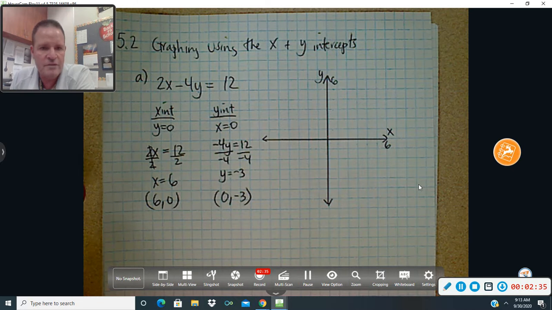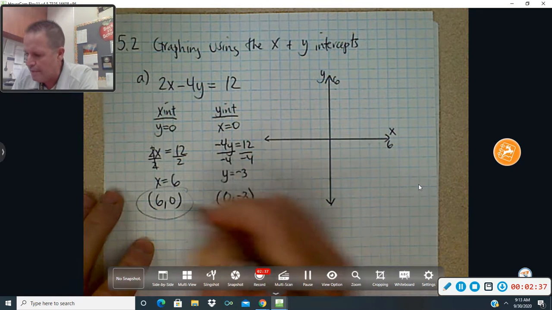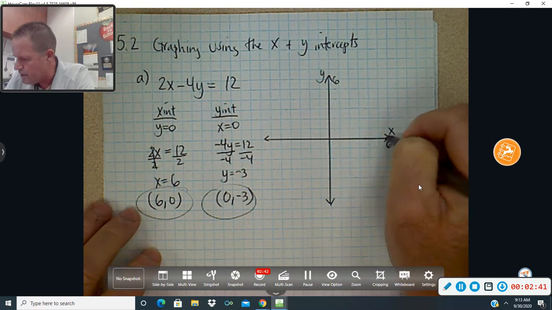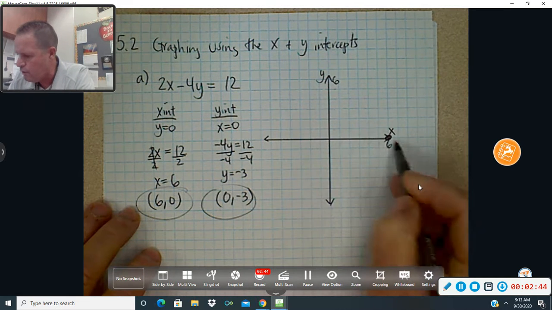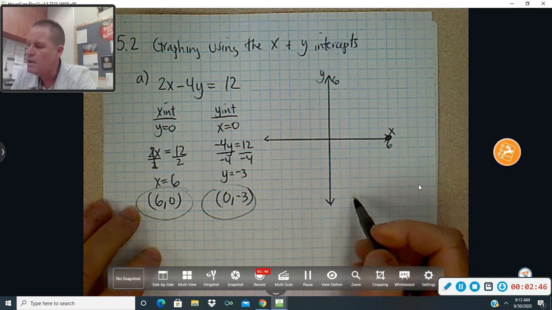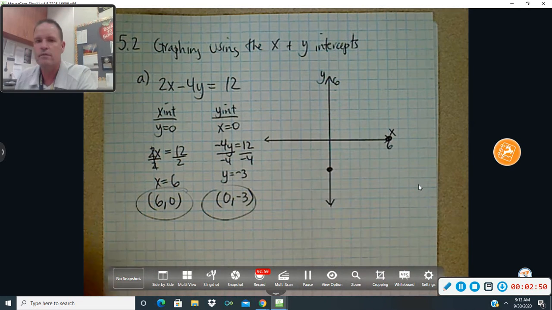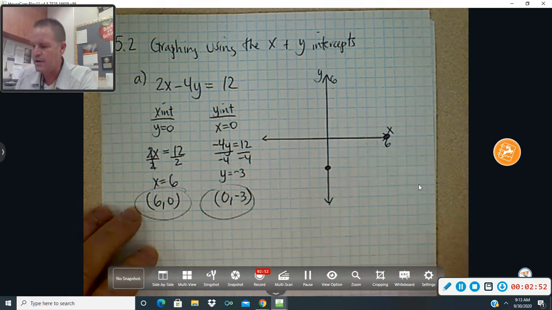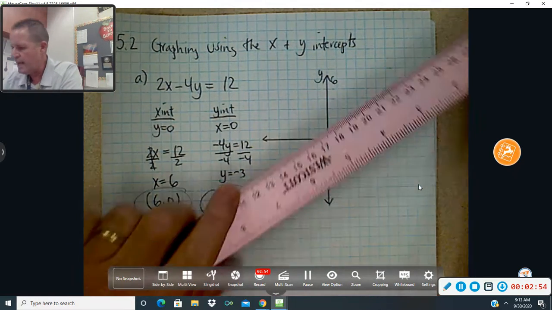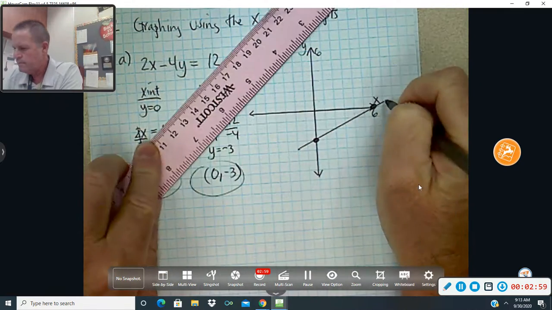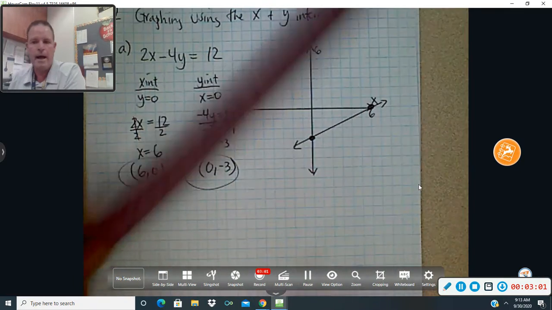Okay, and then all you have to do to graph using this is you plot these 2 points. Okay, so (6, 0) is right here. Over 6, up or down 0. (0, negative 3) is right down here. Over 0 down to negative 3. And then you just connect those 2 dots and you made your line. Okay, not bad. Pretty easy to do.